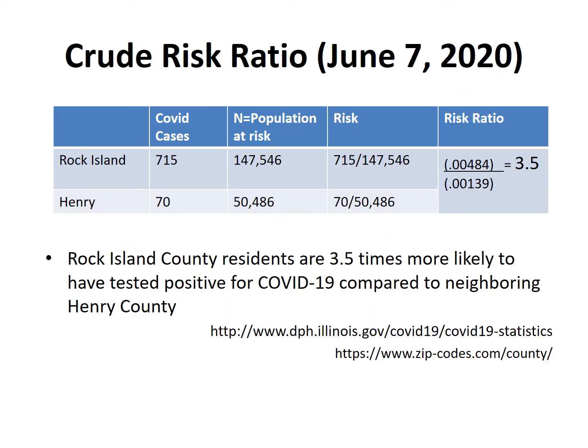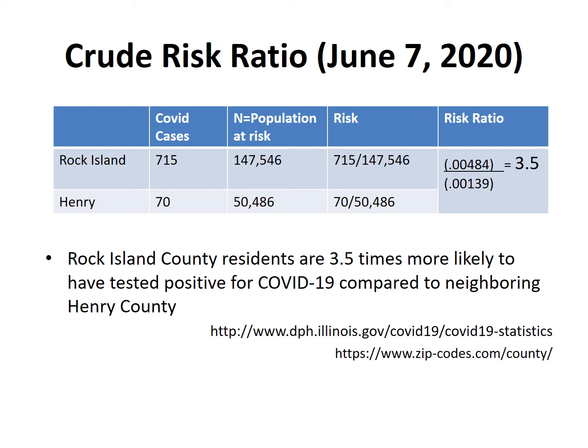So here we're going to start with the crude risk ratio. This is real data taken on June 7, 2020 from Rock Island County and Henry County, taken from the Illinois Department of Public Health website. So we had 715 cases so far of COVID-19 in Rock Island County. We also have a population size of 147,546 based on county census data. And so that number is taken from a different site. It's not on the public health website. It's taken from the census data website. That link is also in Blackboard.